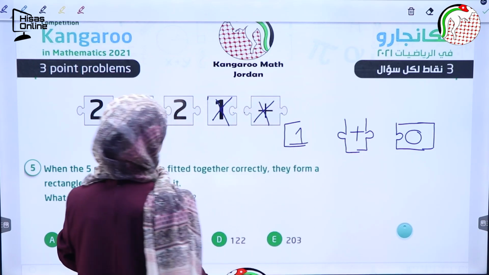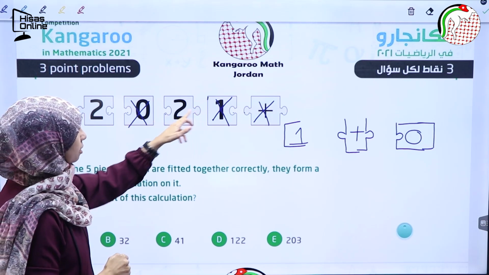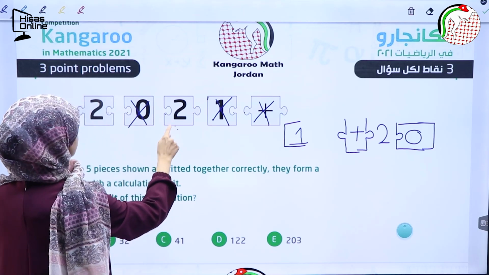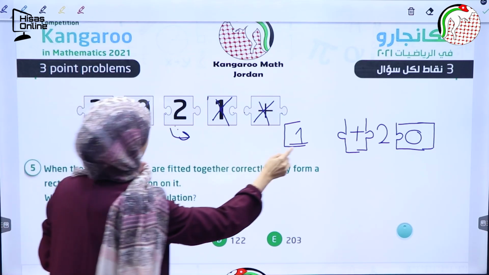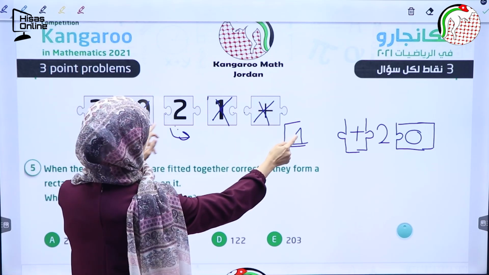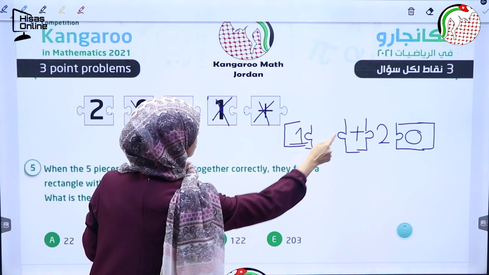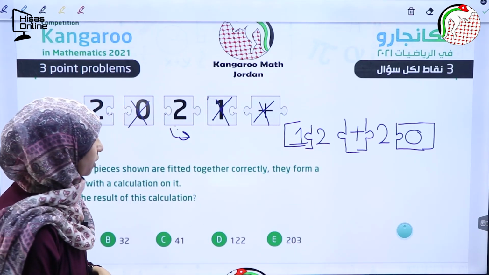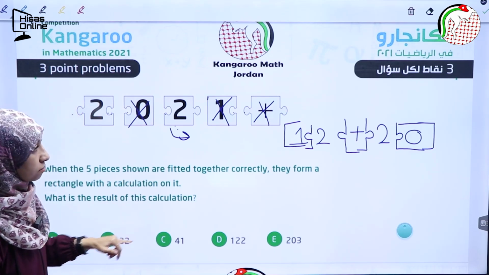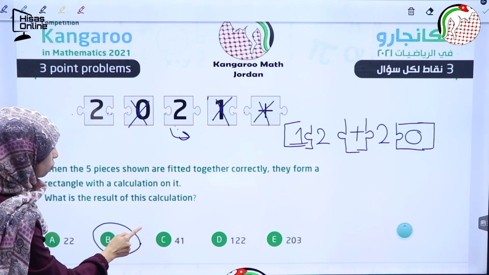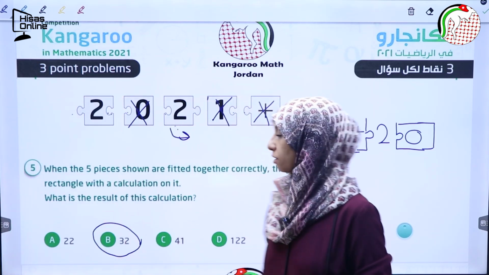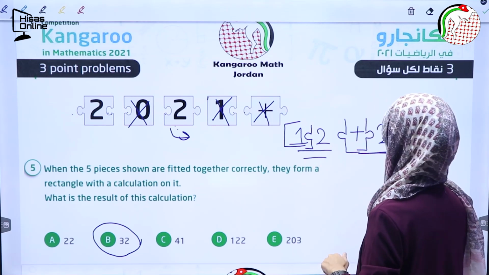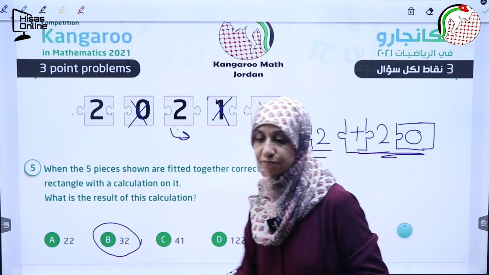So I need an open side and a closed side. This one can fit here. Now this one will be the opposite. It will be open because the one here is open. So I need the other one that can fit here. So this is 12 plus 20. 12 plus 20 makes 32, and 32 is the right answer. Add 12 and 20, that makes 32.